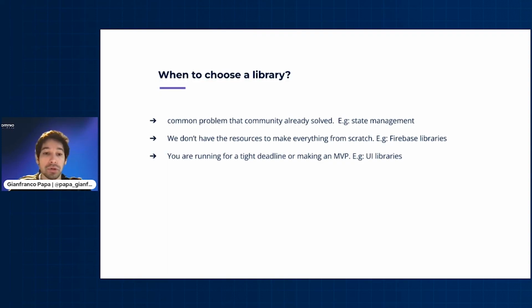Finally, we're going to talk about when to choose a library, right? These are common scenarios that might happen to you. So one of the scenarios will be when we are facing a common problem that the community already solved. For example, state management, right? This is something that we already have a lot of alternatives and solutions out there. So it doesn't make sense to write everything from scratch because we won't be speeding up our development process. So in that sense, we can choose one library that solves the state management problem and try to stick with that one.